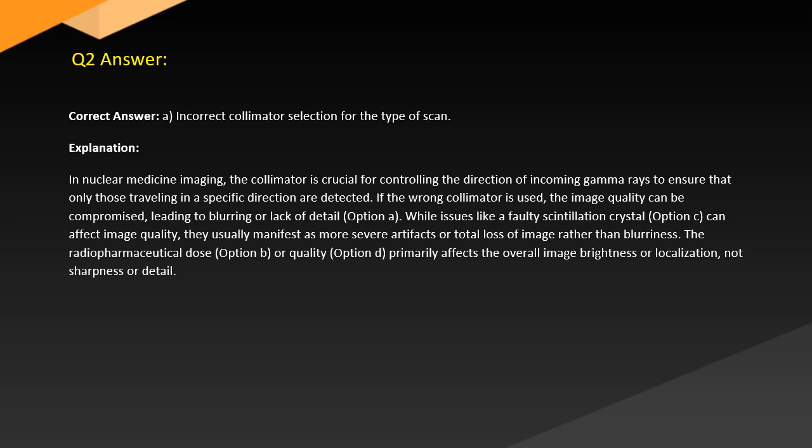They usually manifest as more severe artifacts or total loss of image rather than blurriness. The radiopharmaceutical dose, option B, or quality, option D, primarily affects the overall image brightness or localization, not sharpness or detail.